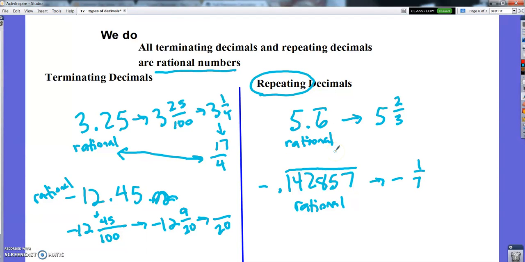Okay, that's it, guys. Two kinds of decimals, terminating and repeating. Both are rational numbers. That's it.